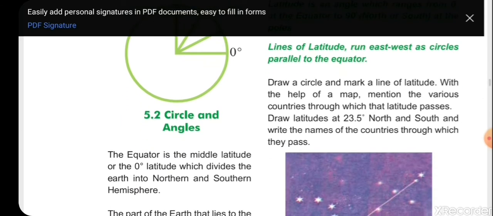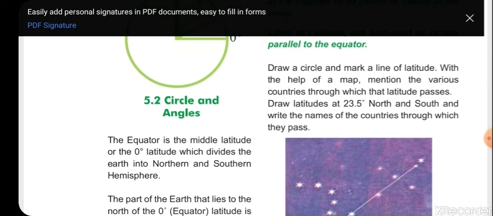Now draw and mark a line of latitude with the help of a map. Mention the various countries through which that latitude passes. Draw latitude at 23.5 degree north and south and write the name of the country through which they pass. Now this activity I will be making you understand with the help of the figure, but give me some time. By the end of this video we will definitely be doing it and I will be making you understand.